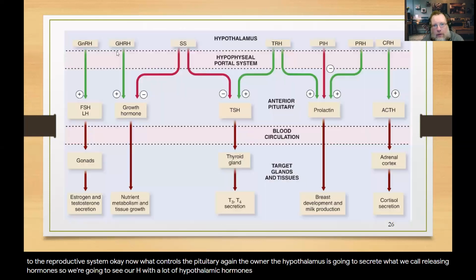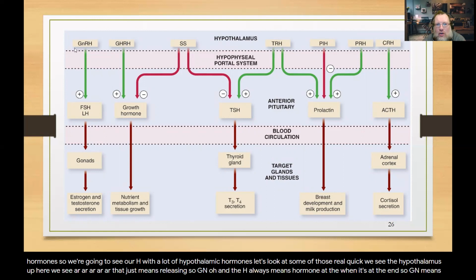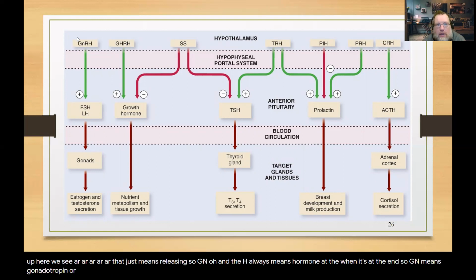Let's look at some of those real quick. We see the hypothalamus up here. We see R, R, R, R, R. That just means releasing. And the H always means hormone when it's at the end. So GnRH means gonadotropin, or gonads, releasing hormone. Growth hormone releasing hormone.